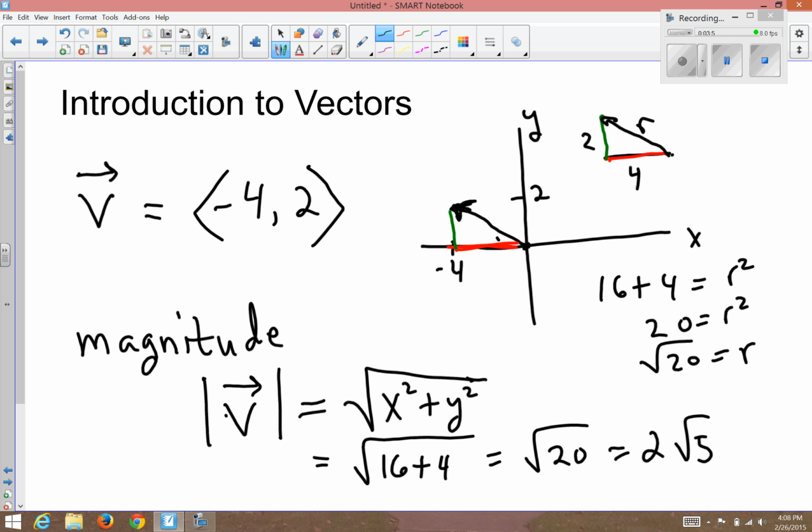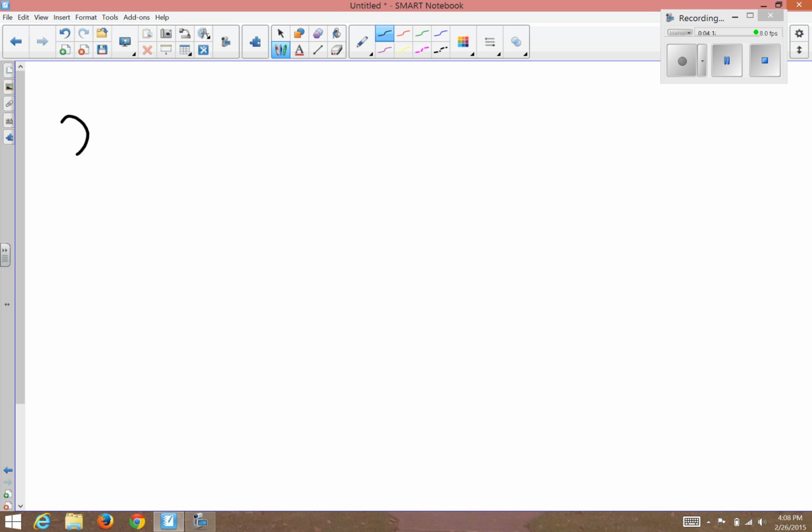So what we just did here was, on your sheet of examples, this is example 1. Determine the magnitude of the vector. This is the answer. A vector is something that has magnitude, that means how long it is, and direction. Direction means whatever way it's pointing. All right, example 2.